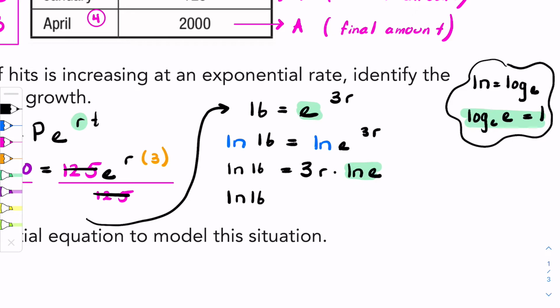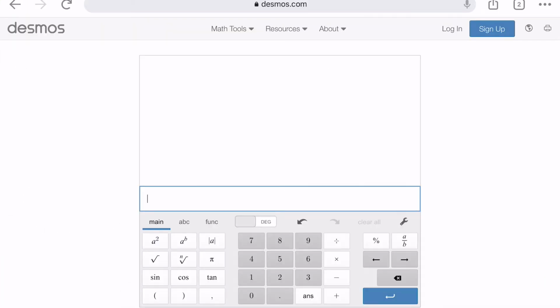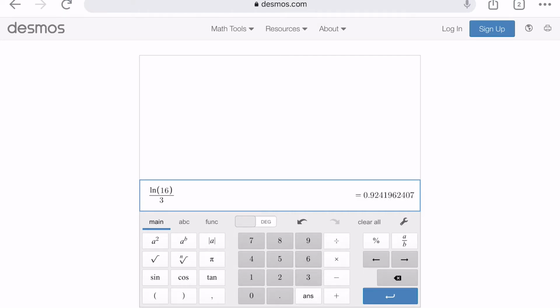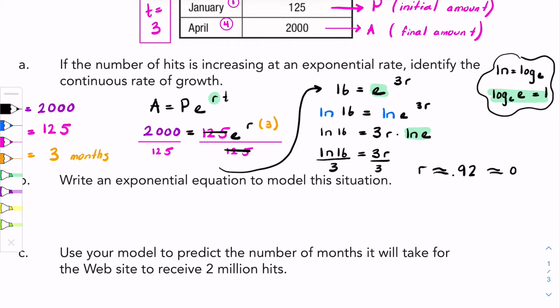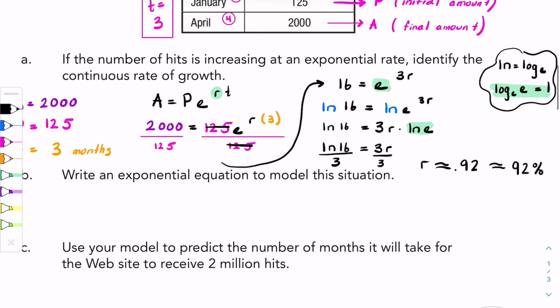So now I have ln of 16 is equal to 3r times 1, or just 3r, of which I can divide both sides by 3. And that becomes a calculator problem. We can type in ln of 16 divided by 3. And our solution is approximately 0.92. If our solution is 0.92, it would be 92%. So 0.92 or 92%.